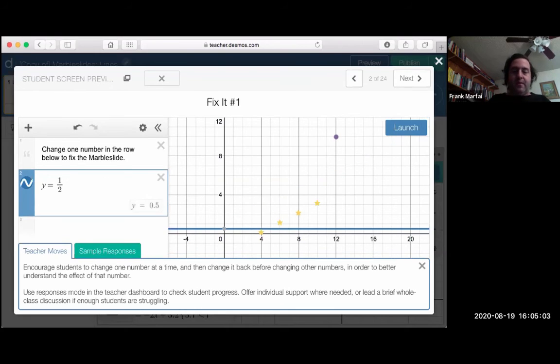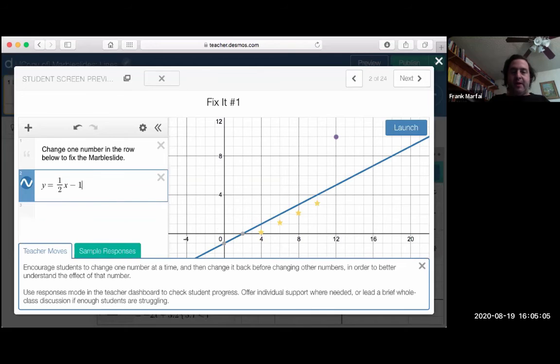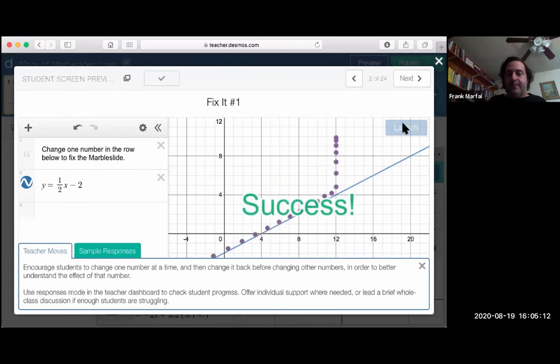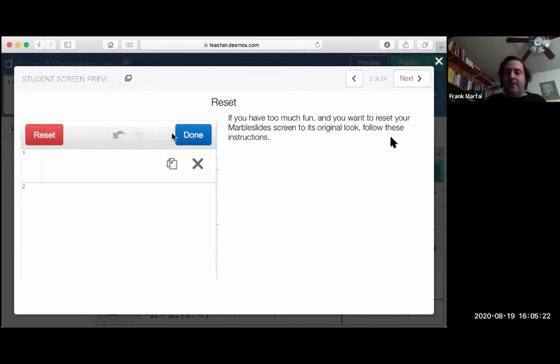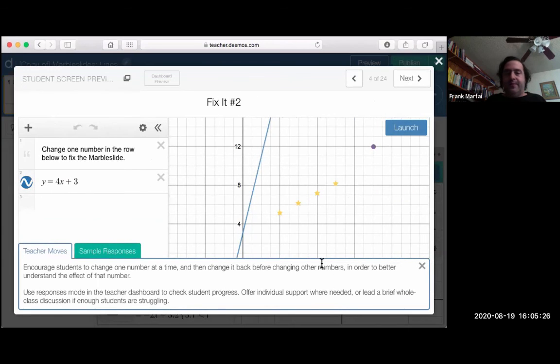So in here, let's say I change it to -1. That's not good enough. -3 is too much. And then I would launch. And they have 23 more slides to do. So it gives them practice of studying the different effects of changing the different parameters in a linear equation. It tells them you can also reset if they don't like what they did, and so on. And these are pre-built. So Desmos does have some pre-built activities.